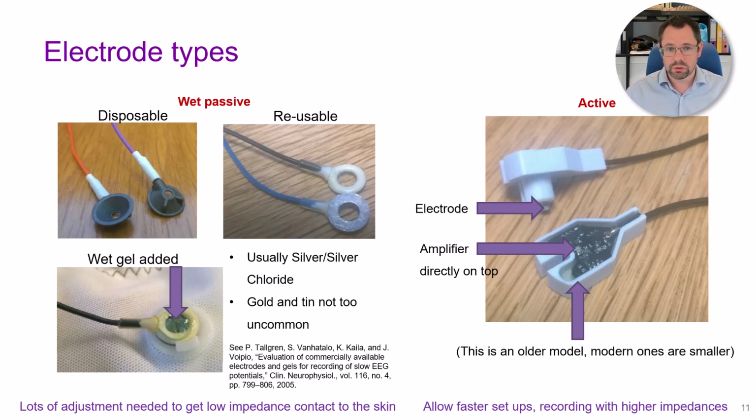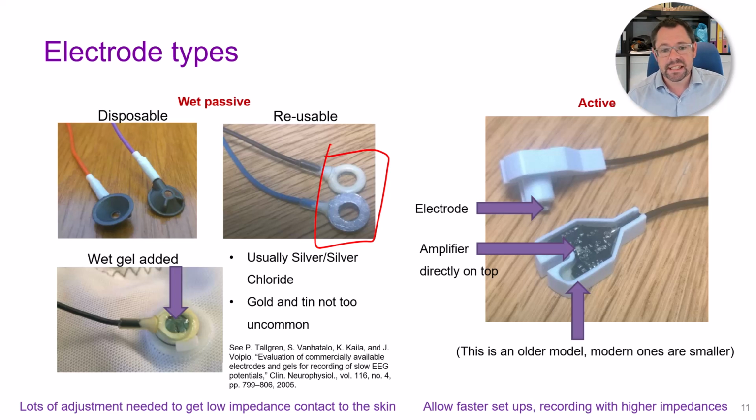So the bog standard starting point for electrodes would be what's called a wet passive electrode. Fundamentally, that's a lump of conductive material. We tend to use silver chloride because that gets very good performance. It gets a low noise connection to the scalp, and it's got a low drift connection as well. We can get those to be either disposable or reusable, and that depends a bit on whether it's economic for us to spend the time cleaning them.